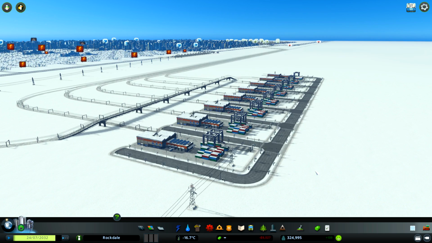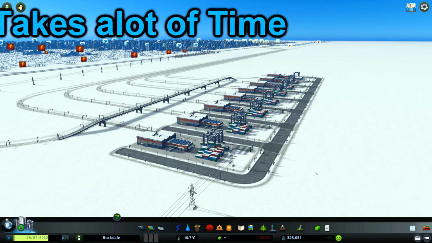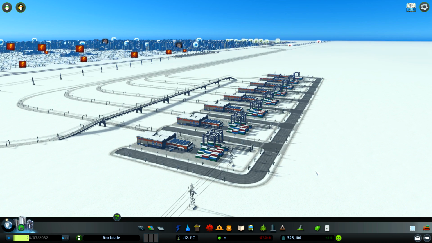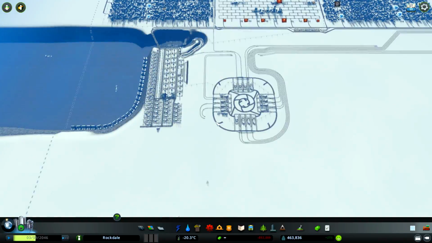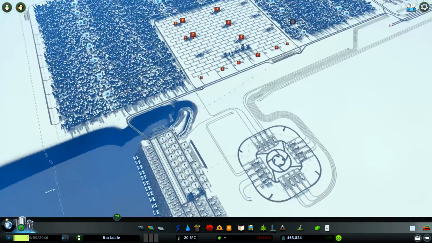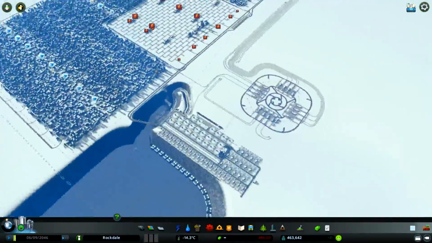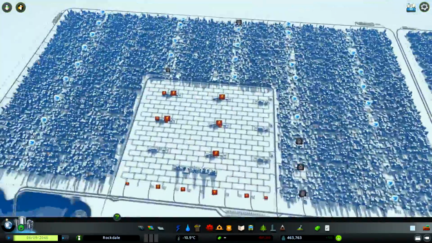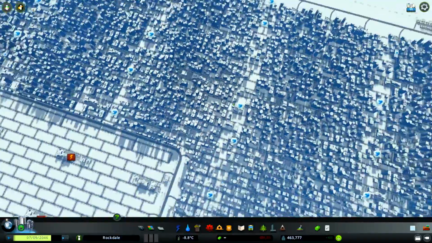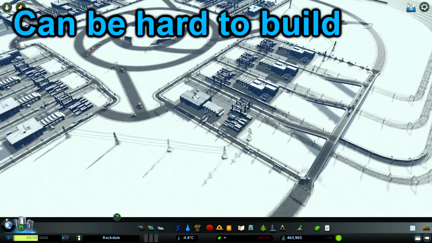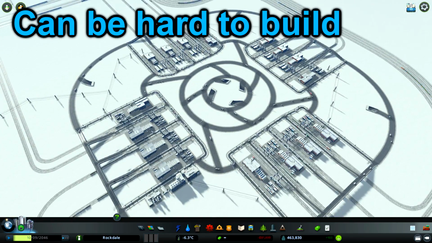And the first thing I want to talk about is the time it takes to build one of these transportation hubs. Since most of us don't have that many hours to sit down and play, it might not be a viable option to build one of these transportation hubs. But if you have the time, then that's really great, because they really are quite fun to build. And that takes us over to the next part of the negative parts. And that's that they are really hard to get right sometimes.